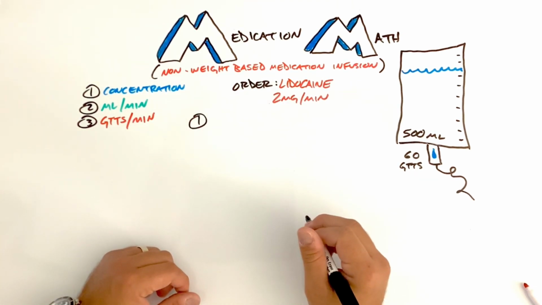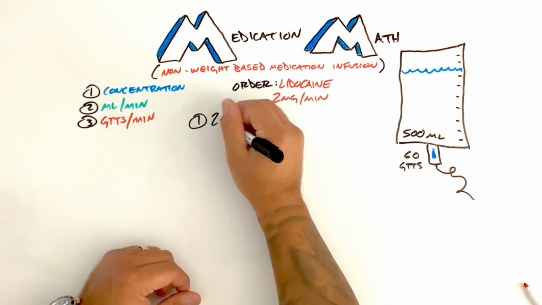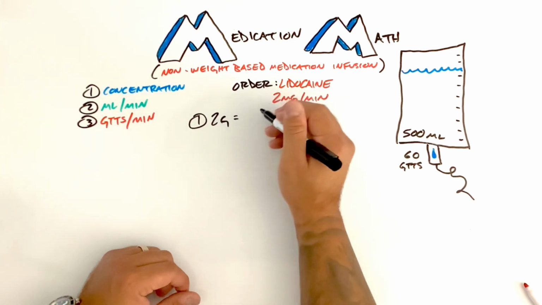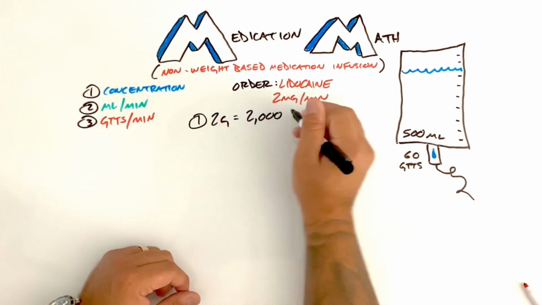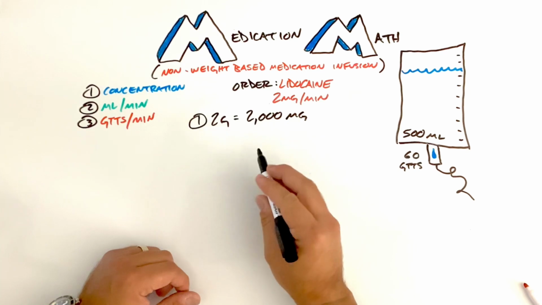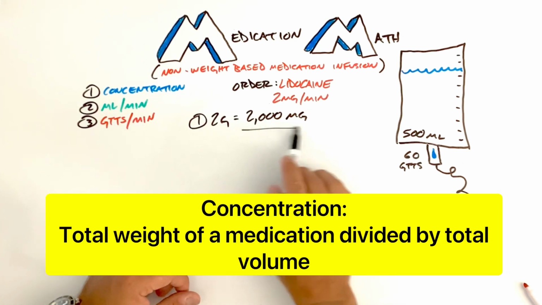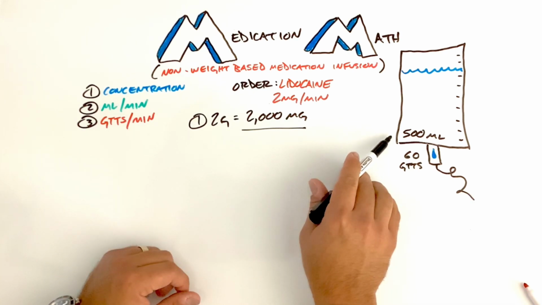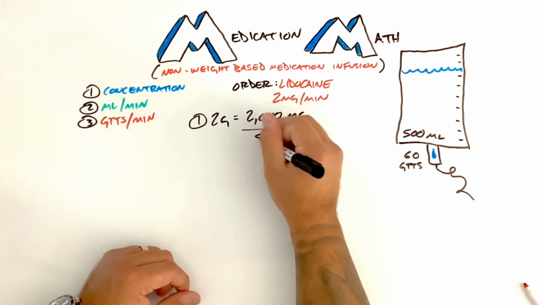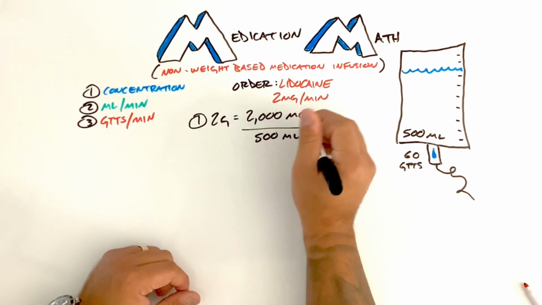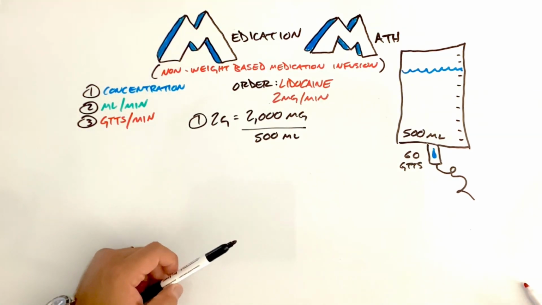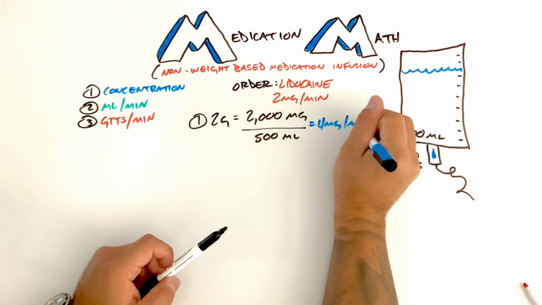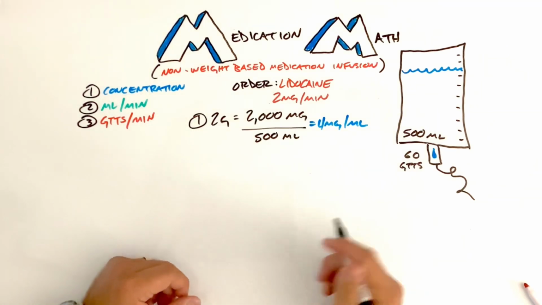So let's say we put 2 grams of medication into our 500 ml bag. We know that 2 grams of lidocaine is equal to 2,000 milligrams. Anytime we want to find a concentration, we divide the total weight of our drug by the total volume that it's suspended in, which is our 500 mLs. So we're going to take our 2,000 milligrams, divide it by our 500 mLs, and it's going to give us 4 milligrams per ml. That's going to be our concentration.